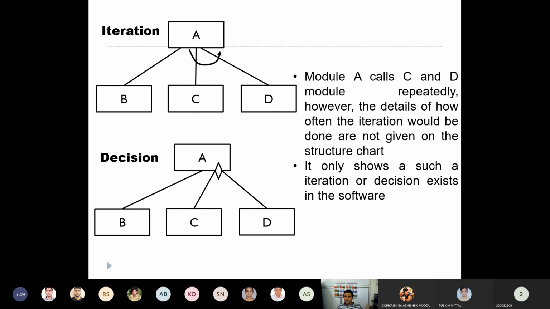Now here, it will show you that there is a decision being made, but it will not say what the decision is. Let's say in a program, if x is less than 10, then only it should execute a certain number of statements, right? So there is a condition, but what that condition is will not be mentioned here. That means if certain conditions are met, then only module A should call C. If certain conditions are met, then only it should call D. These sorts of things will be represented through any structure chart.